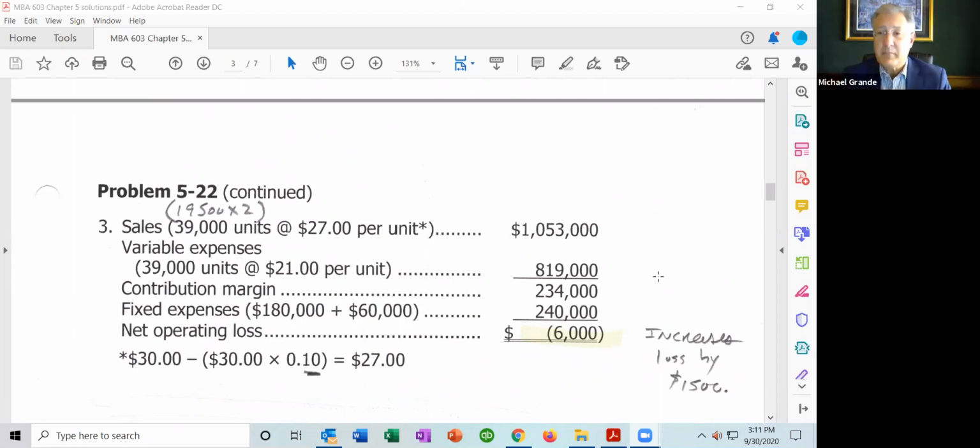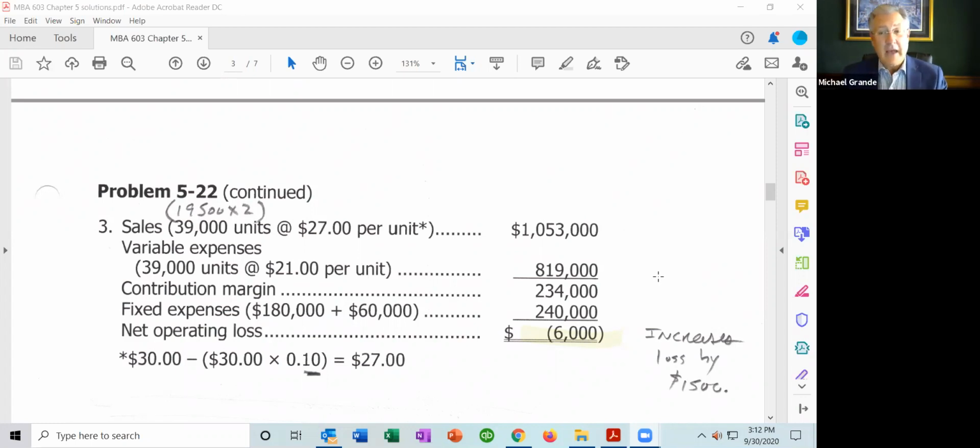Remember, quantity and price. Number of units multiplied times the sales price per unit. They were selling 19,500 units. They're going to double them. They're now going to sell 39,000 units. But the sales price is not $30 a unit anymore. It's only $27 because they have a 10% cut. The sales price was $30. 10% of $30 is $3. The new sales price is $27 per unit. $1,053,000 in total sales.